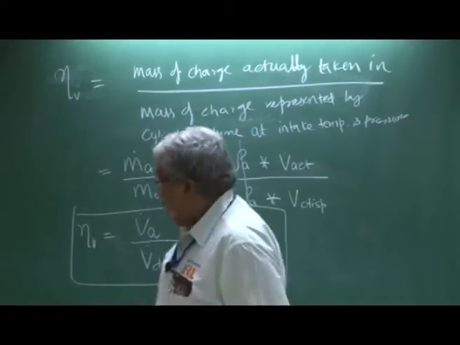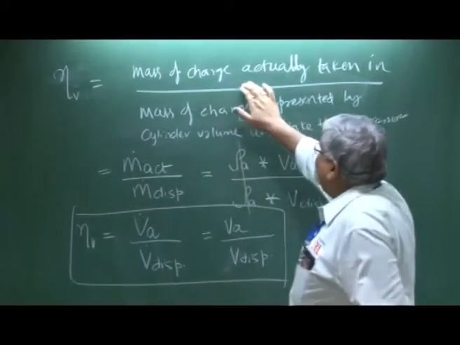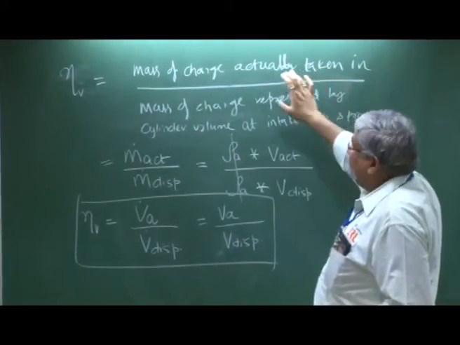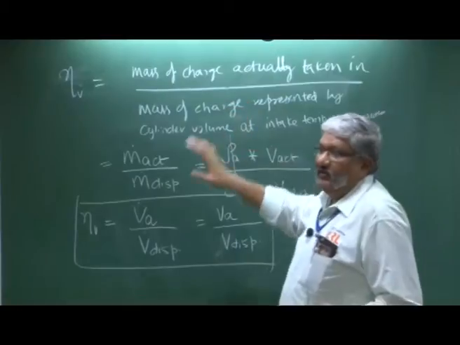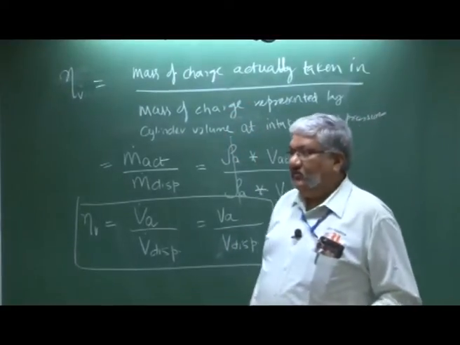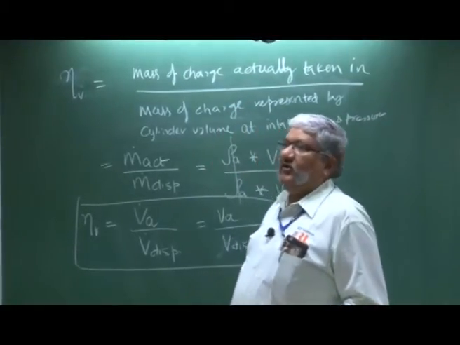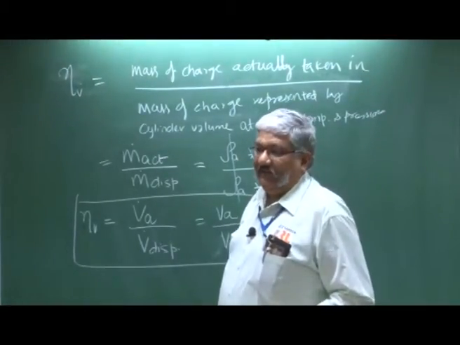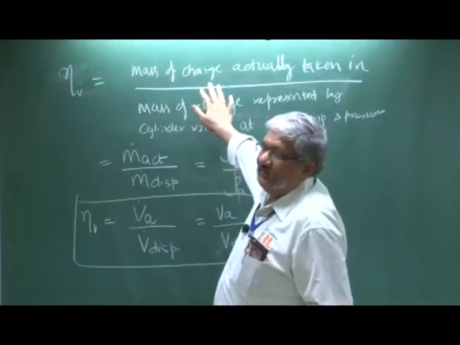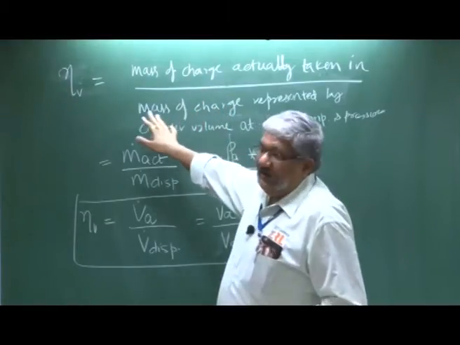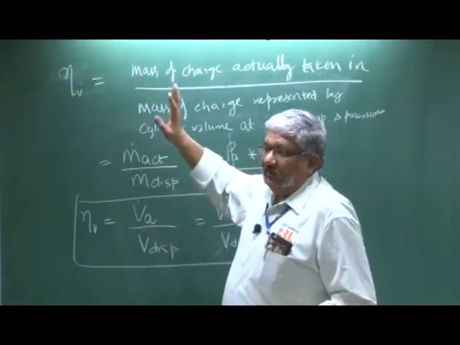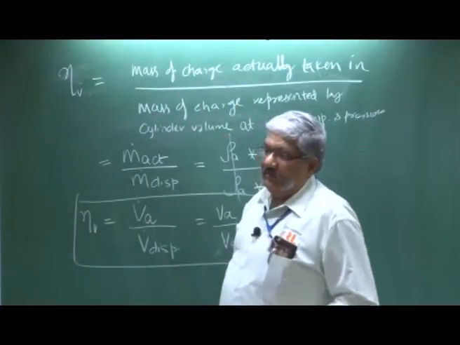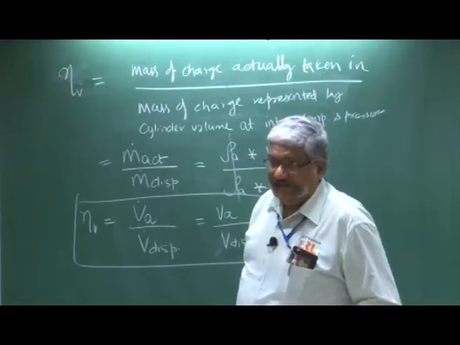Also, please note that this is the mass of charge actually taken in. Mass of charge means that in a spark ignition engine, particularly a carbureted one or a port fuel injection one, you are taking in a mixture of fuel and air. So, you have to include that mass; fuel is a part of it. But if it is a diesel engine, there is no charge. This will then become only the air.